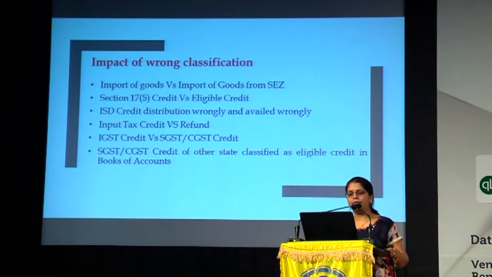SGST, CGST credit of other state classified as eligible credit. This is the most common mistake we have made. We would have gone to Delhi, stayed in accommodation in Delhi, and got the hotel rent invoice with the local taxes of that state, but we would have claimed it as a credit in our books of accounts. You are not eligible to take a credit belonging to other states. So if you have done that misclassification, you can look into that.